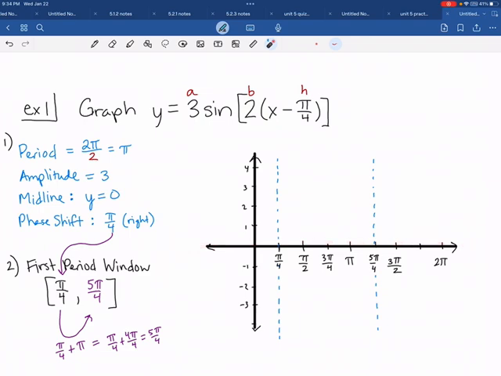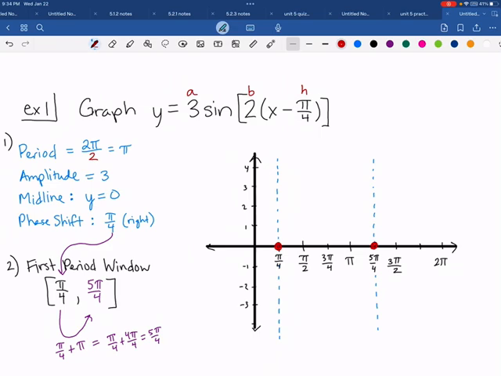So I'm going to start on the midline, but I've shifted over. So this is now my starting point, starting from pi over 4 instead of starting from 0, but starting on the midline because it's sine. And then I know that I'm always going to plot my last point in the first period next. So my next point that I would plot is right here at 5 pi over 4.